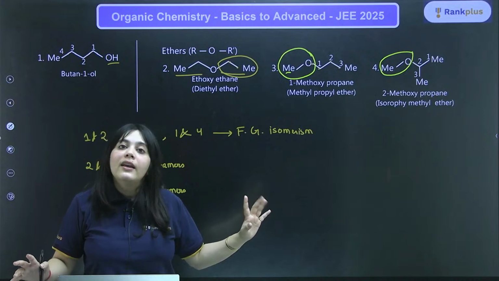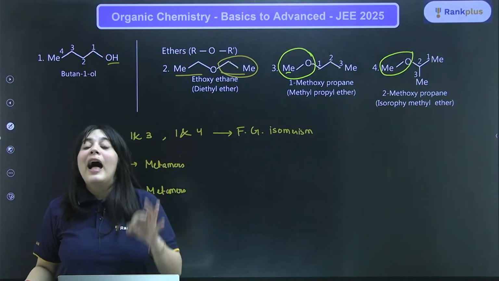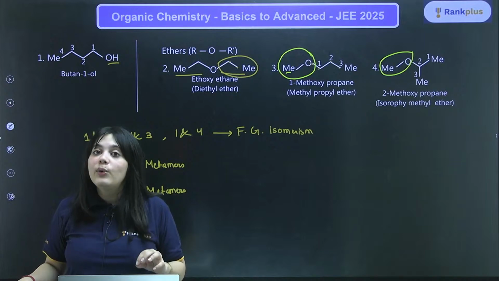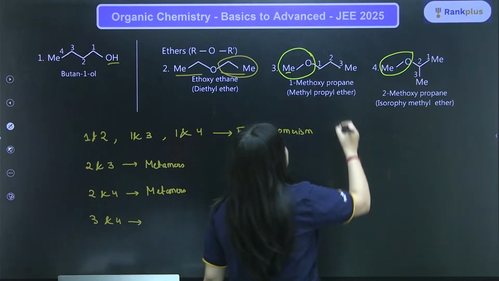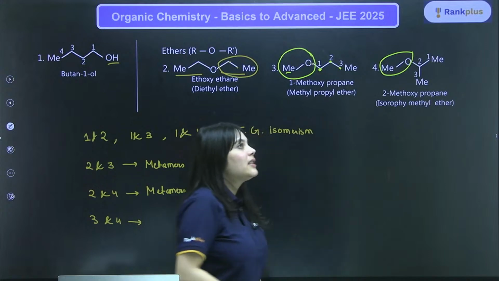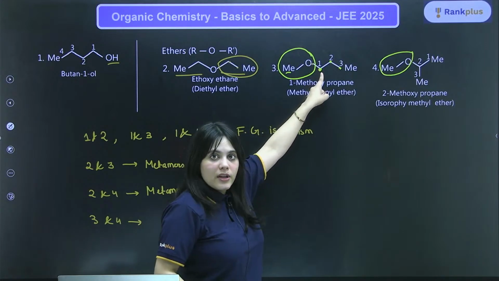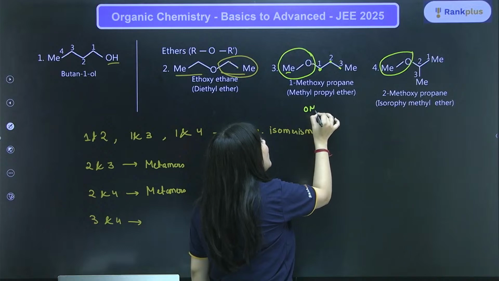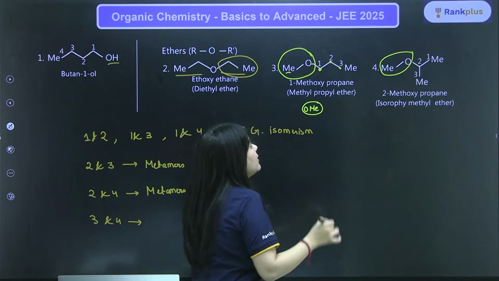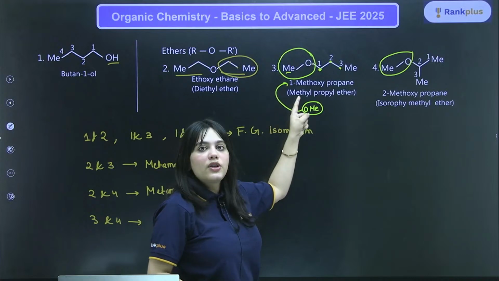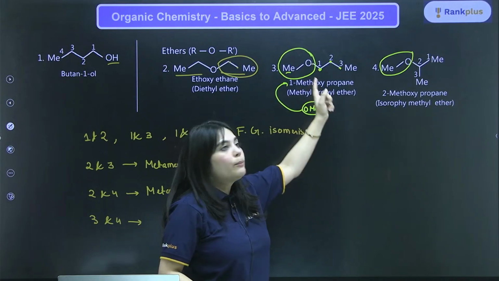Then what are they? Now remember, how do you actually write the IUPAC name of ethers? For example, this is taken as the first carbon, second carbon, third carbon. So you write that at the first position there is a methoxy group. This OMe group on the whole is called the methoxy group, and methoxy is present at the first position. So you write 1-methoxypropane.